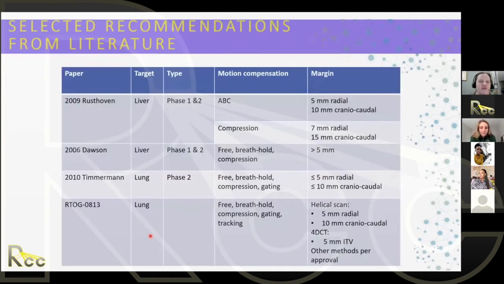I put in some recommendations from the literature for some general margins depending on what you're using, and you can see they tend to be 5 to 10 millimeters. So 5 millimeters radial, 10 millimeters craniocaudal. And when you start out with respiratory motion management, I always recommend start with these numbers. They tend to get you in a very safe place, as proven by all of these clinical trials.